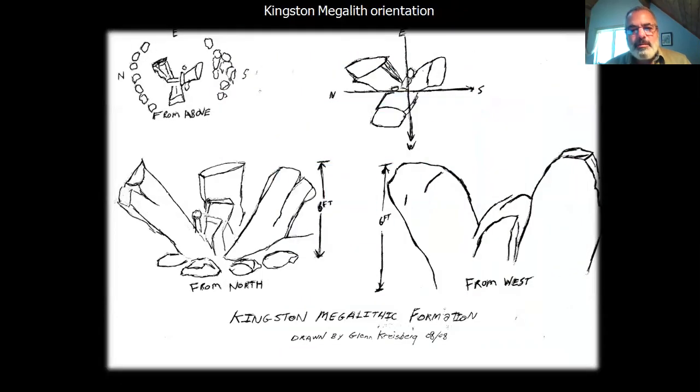Here's the diagram I did of the orientation, the layout, the configuration of the stones there. Interestingly, I shared this with William Kelly, who's the New York State geologist up at the New York State Museum. His opinion was that there was nothing here that could not have been created by nature, by geologic forces, which may be true, but it also doesn't preclude that it may have also been set up and arranged by humans.